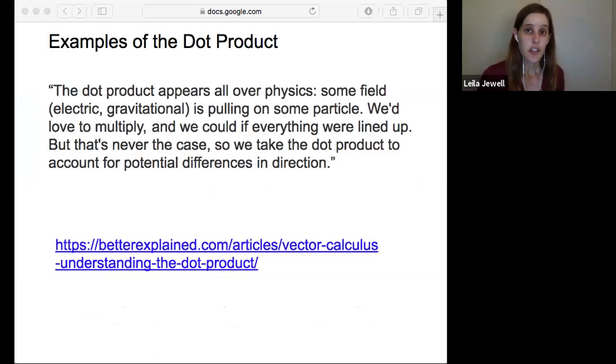And I took this from betterexplained.com, which has some really nice mathematical articles, since this is math, basically. The dot product, it turns out, appears all over physics. Some field, could be electric, gravitational, is pulling on some particle. We'd love to multiply, and we could if everything were lined up, but that's never the case. So we take the dot product to account for potential differences in direction.